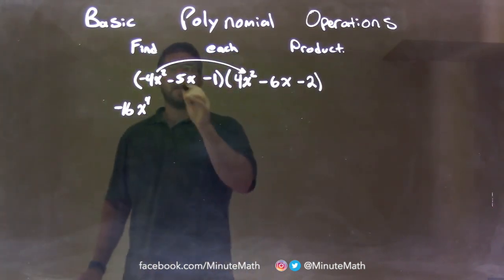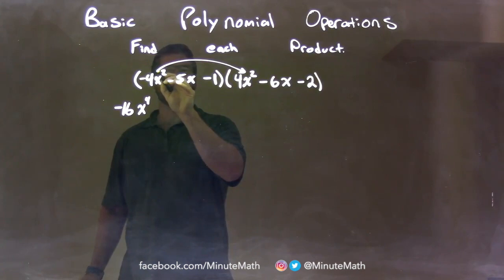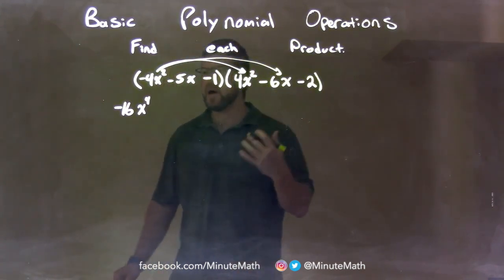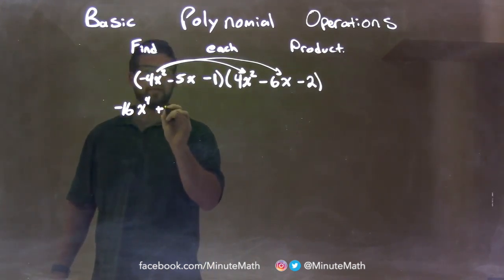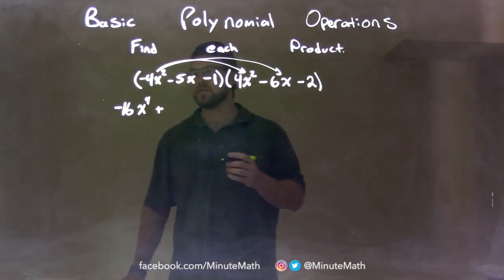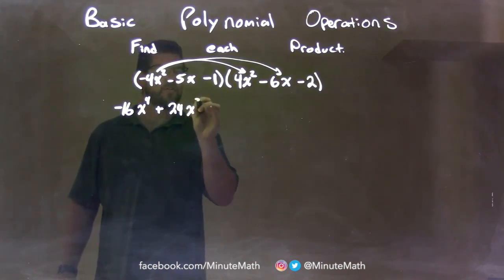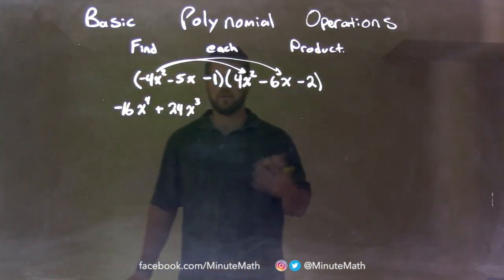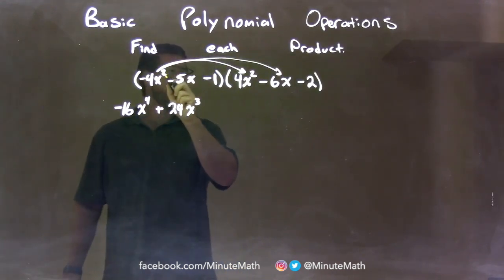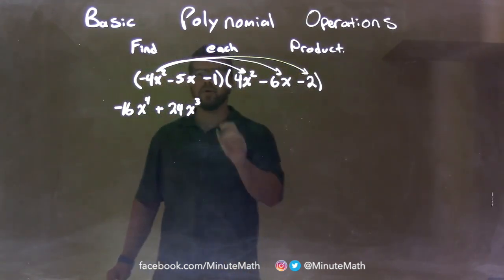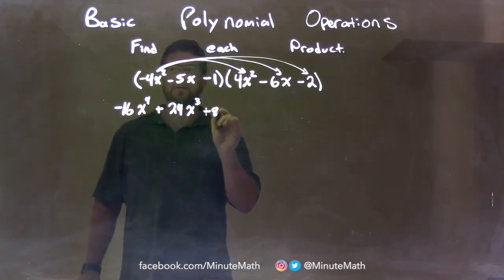So, next one, multiply the negative 4x squared by a minus 6x. Well, the negatives cancel, become positive, so we have a plus here. And then 4 times 6 comes out to be a 24. So we have 24 here, and that's x to the 3rd power. X squared times x is x to the 3rd. Then we have minus 4x times a minus 2. That's a positive here, positive 8, right?